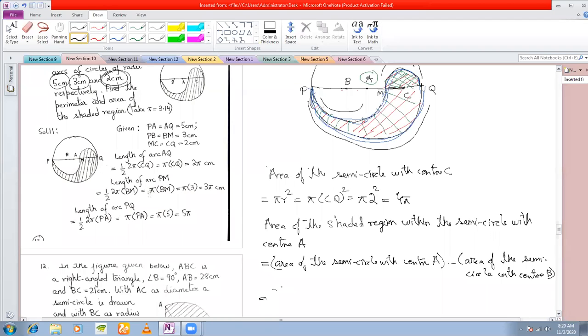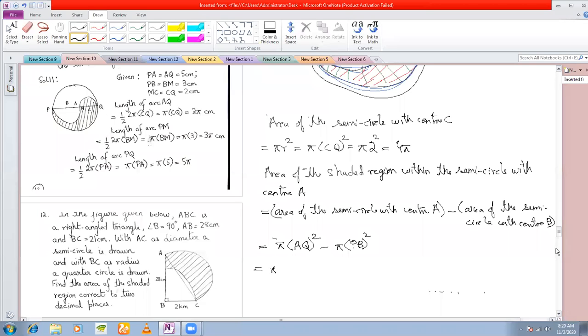So area of the semicircle with center A is pi. What is the radius here? AQ. Pi r square, pi AQ square minus pi. And what is the area of the semicircle with center B? It is pi into radius square. Radius here is PB, not PM. PM is the diameter. It is PB.